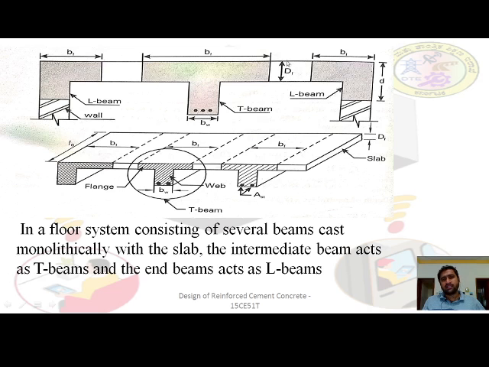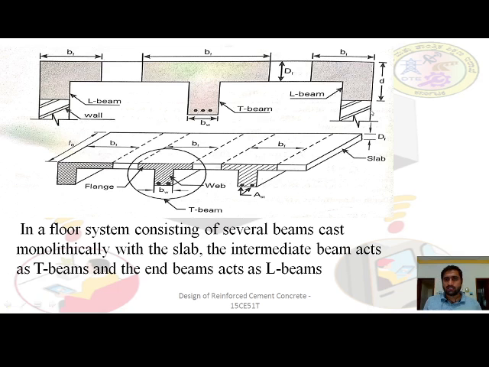DF is called the effective depth of the flange. This T beam is also called the flanged section, so generally we'll call it a flange. So, flanged section or the T beam section. L beam can also be called a flanged section or flanged beam. This BF is the effective width of the L beam.